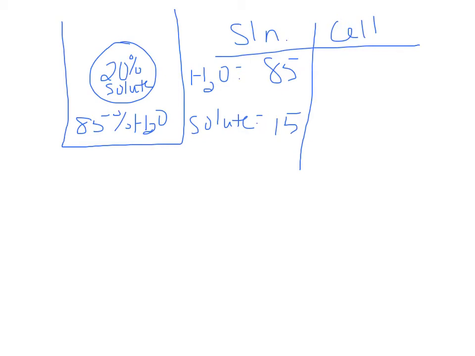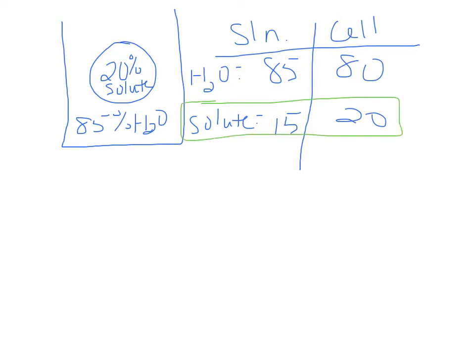In my cell, I've got 20% solute, which means I've got 80% water. Now, down here, this gives me my name. If I'm looking for hypertonic versus hypotonic, well, 20 is bigger than 15. So my cell is hypertonic to my solution, and my solution is hypotonic.